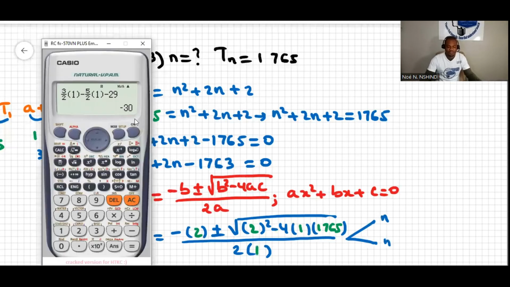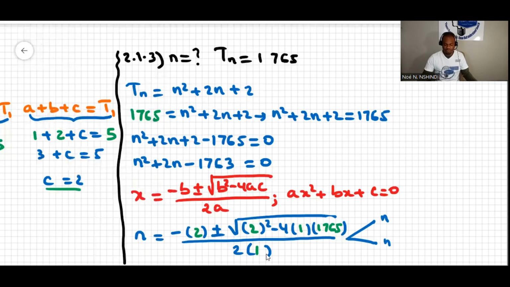The first one, let's use a calculator. The first one will be minus open brackets 2 close brackets plus square root of 2 close brackets to the power of 2 minus 4, a is 1, and then c is 1765 close brackets all over 2, and then a is 1. Now let's see, did I write this correctly? Oops, not exactly, because c is negative 1763. So let's correct here.